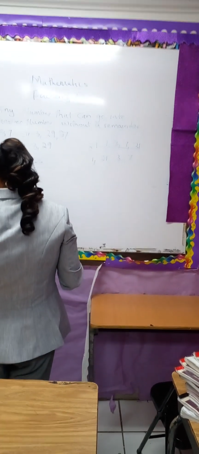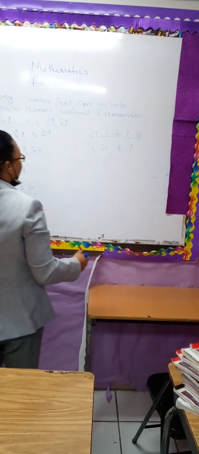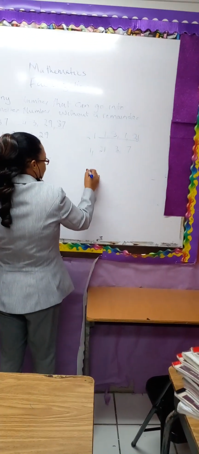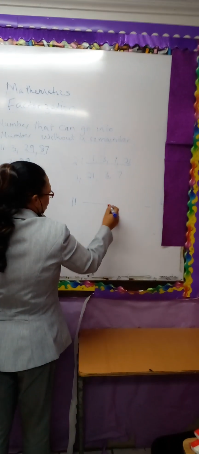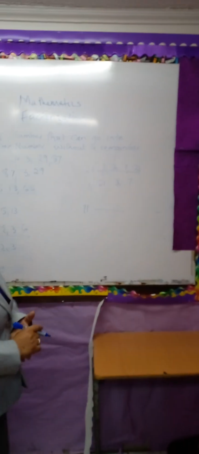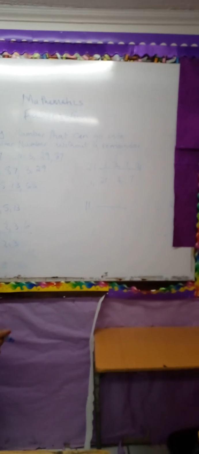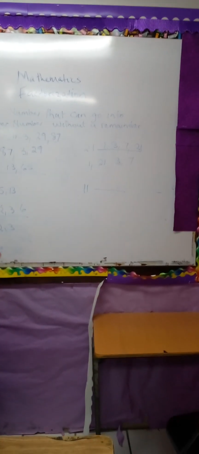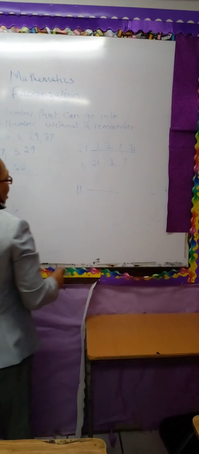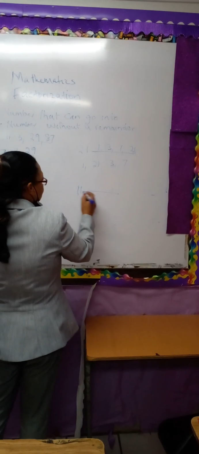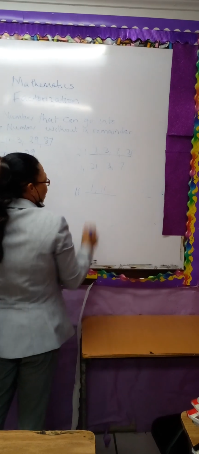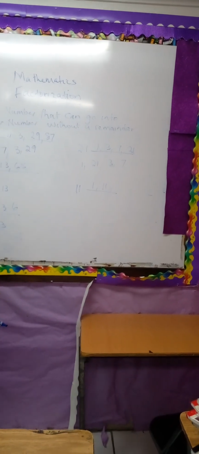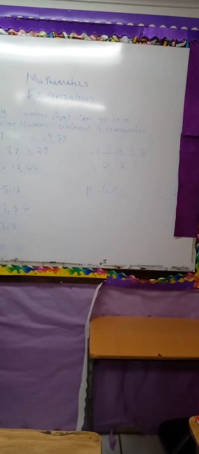Okay, and the final number that I'm going to look at is the number 11. And 11 is known as a prime number. Now, what are prime numbers? Prime numbers are numbers that can only be divided by themselves and 1. 11 is a prime number, and so the only 2 factors of 11 would have been 1 and 11. Prime numbers are numbers with only 2 factors, 1 and the number itself.